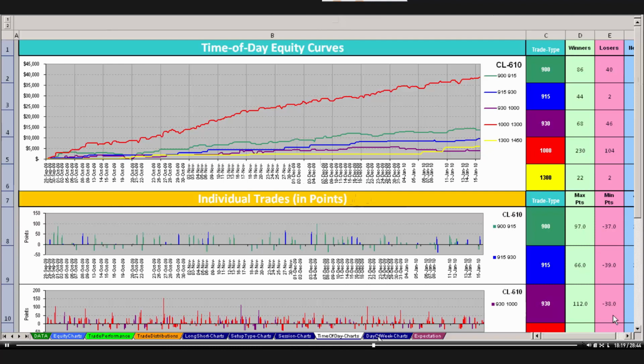Yeah, and the cool thing is to be able to figure out if that trading time stays stable over time. So you'd be able to do that too.